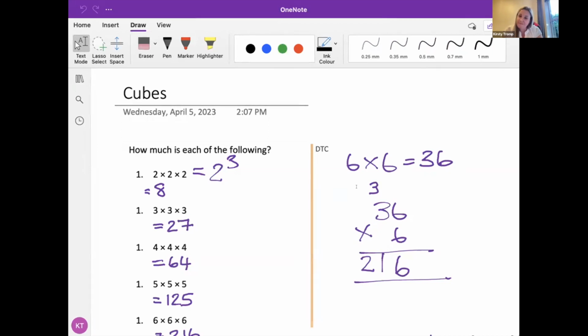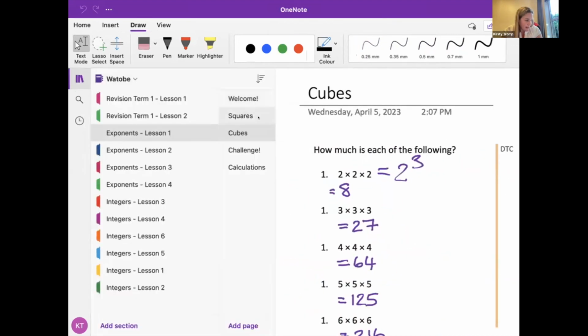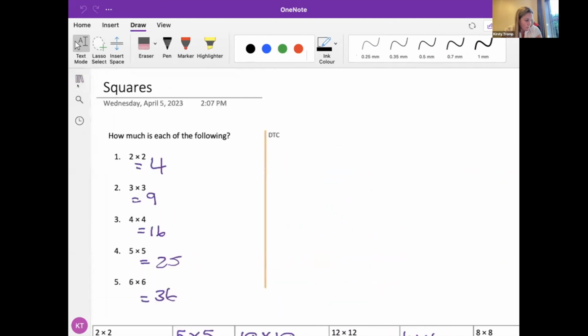Ma'am, can you go to the first lesson? Of course I can. Squares. There we go.